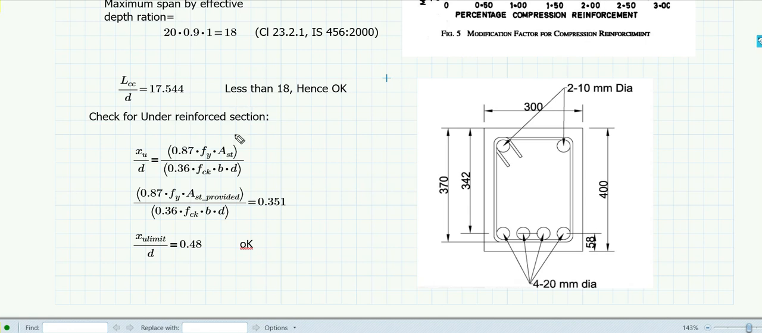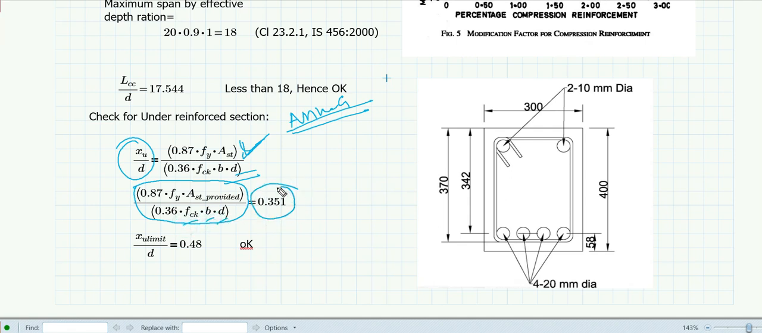Now we are also going to check whether the section is under reinforced or over reinforced. For that you can find the depth of the neutral axis. I have already discussed this equation; you can also find it in the annex of IS 456. So Xu by d is 0.87 fy Ast by 0.36 fck b d. If you put in the values of the Ast provided, the grade of steel, the width and the depth, you get a value of 0.351. And the limit Xu by d is 0.48 for Fe415.